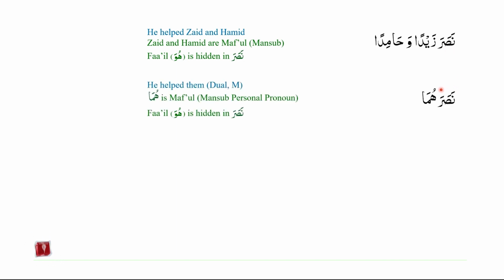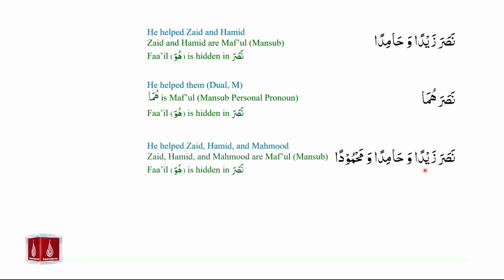Nasarahuma. In this case, we see huma as the attached personal pronoun and huma is maf'ul because it comes from the mansoob personal pronouns chart. Nasarahuma, he helped them, referring to dual and masculine.